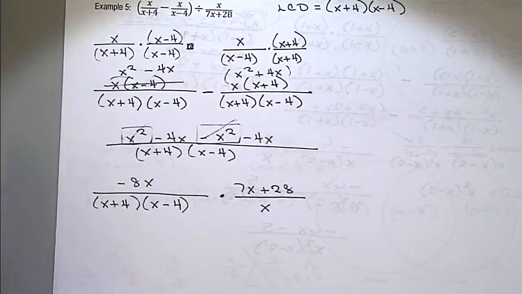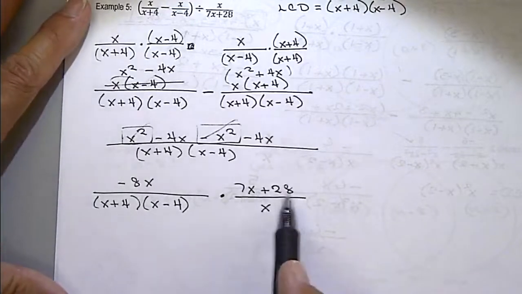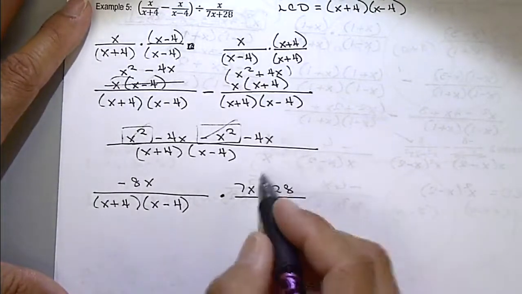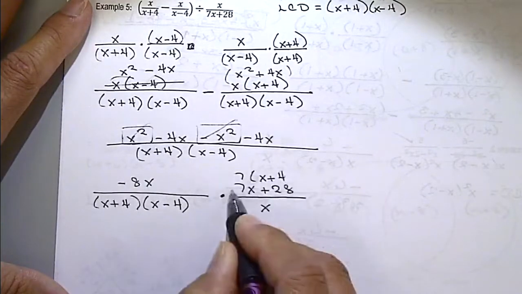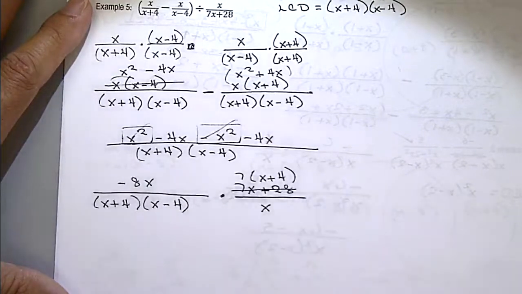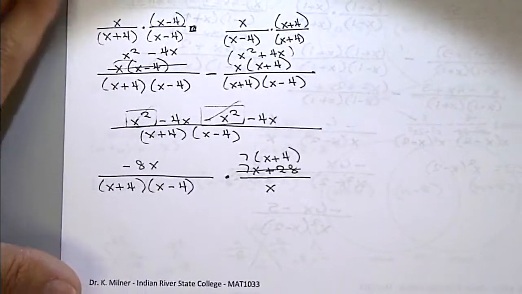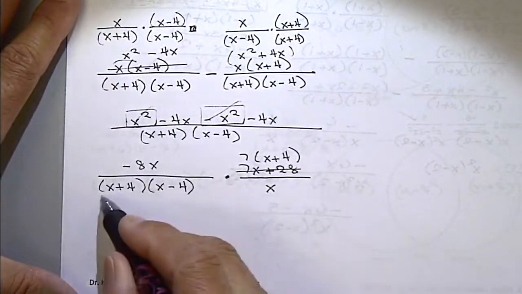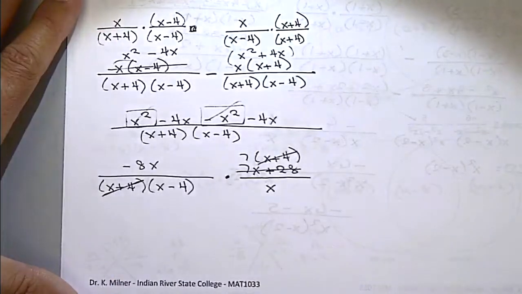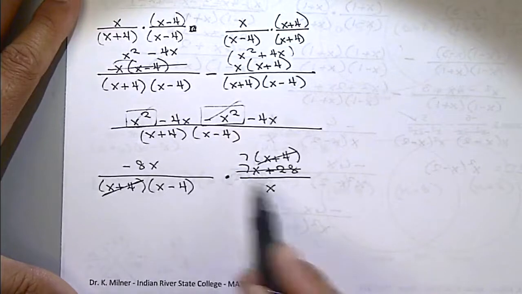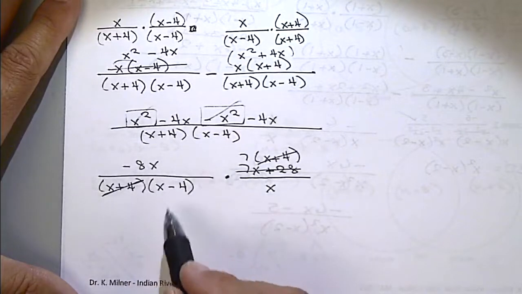Well, that's easy, but I always cross-reduce before I multiply. And this thing might help me if I factor it. So I can change that to 7 times x plus 4, right? I'll replace it. I factored that numerator of 7x plus 28. And when I do that, I can cancel out these two x plus 4s. Can't I? All right, now I see an x here and an x here. They will also cancel out, won't they?